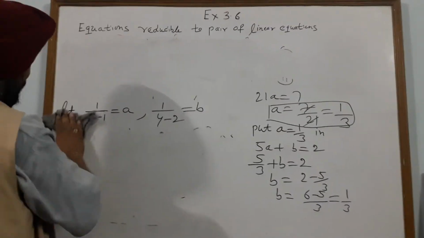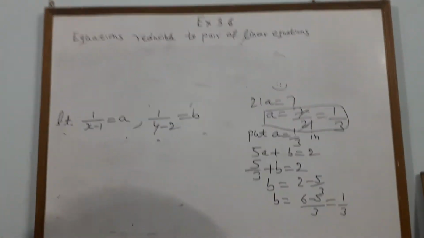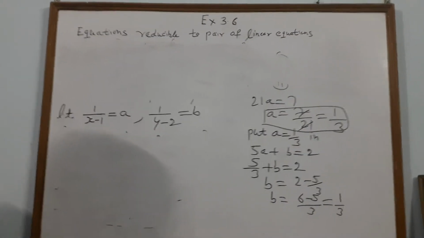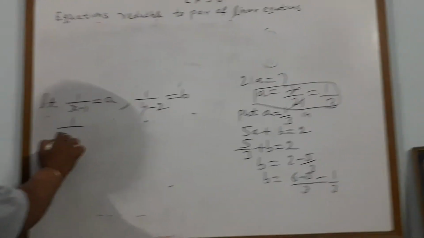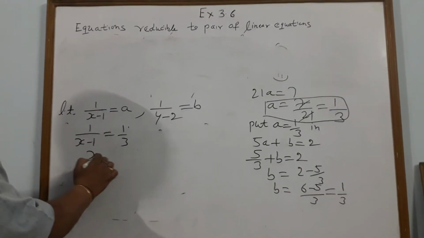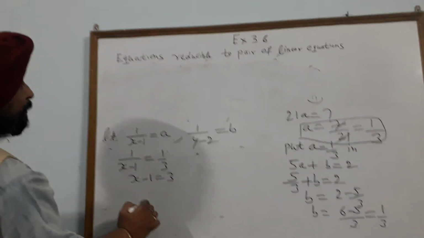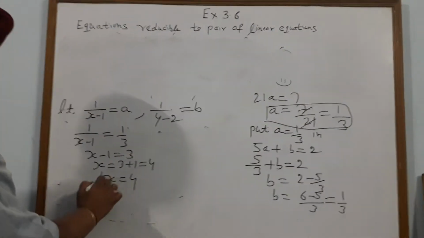Now put 1 upon X minus A. What we have supposed? 1 upon X minus 1 is equal to A. So in place of 1 upon X minus A, put 1. What is the value of A? 1 by 3. So 1 upon X minus 1 is equal to 1 by 3. So X minus 1 is equal to 3. So what is the value of X? 3 plus 1 is equal to 4. So the value of X comes out to be how much?